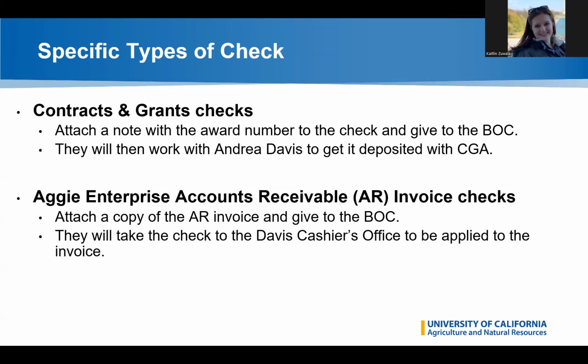So we're going to be going over some specific types of checks. For contracts and grants checks, you'll need to attach a note with the award number to the check and give it to us here at the BOC. Then we will work with Andrea Davis to get it deposited with CGA, Contracts and Grants Accounting. For Aggie Enterprise Accounts Receivable invoice checks, you'll need to attach a copy of the AR invoice and give it to the BOC, and then we will take the check to the cashier's office to be applied to the invoice.